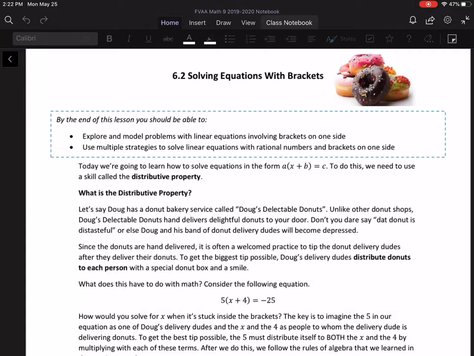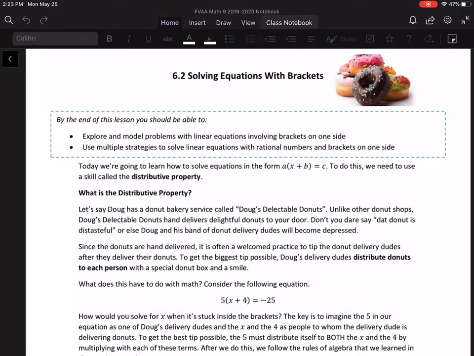We're on chapter 6, section 2, solving equations with brackets. So far we've done one-step and two-step equations with multiplication, division, and addition, subtraction. And now we're going to learn how to solve equations with brackets.